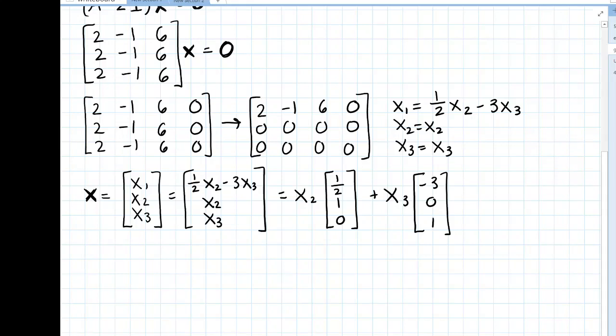So that means that any eigenvector corresponding to the eigenvalue of 2 is going to be of the form some number times this first vector plus some other number times this second vector. Or another way of saying that is that any eigenvector corresponding to 2 is in the span of these two vectors that we wrote down.